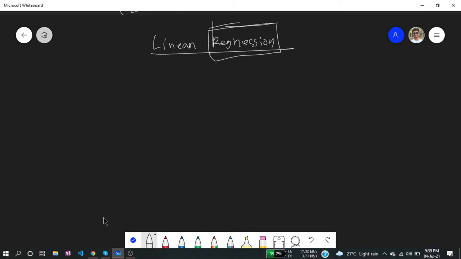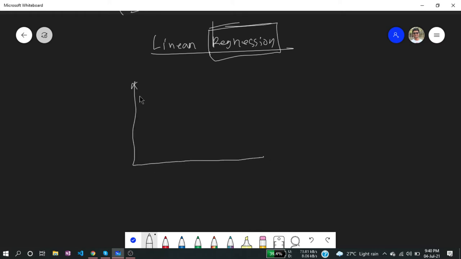But linear regression is one of the very powerful algorithms, and it can solve many kinds of problems. Whenever you have a linear kind of dataset, a linear kind of problem, you can easily solve it using linear regression. I think you have seen that most of the time.